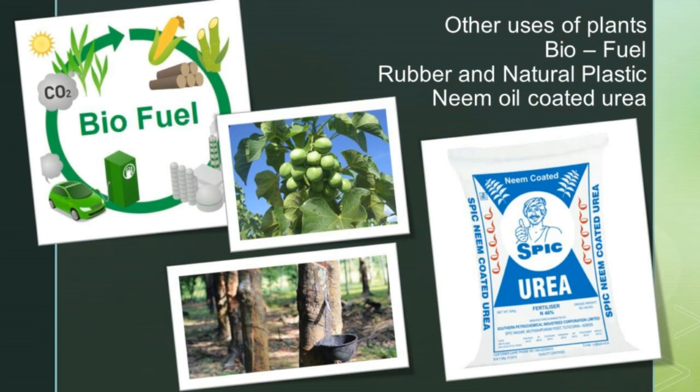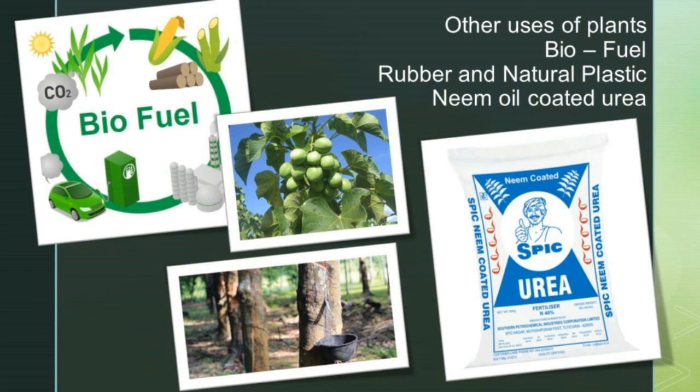Rubber and natural plastic. We obtain rubber for tires, wiring, seals, etc. from plants. Natural plastics are also produced from plants which are biodegradable, so it does not do harm to our environment.